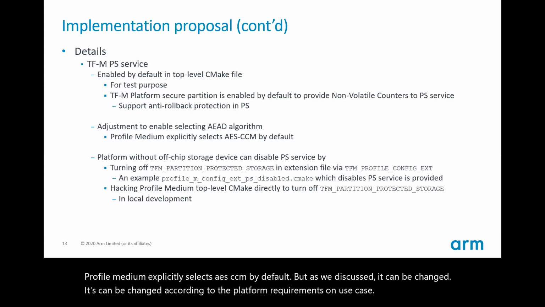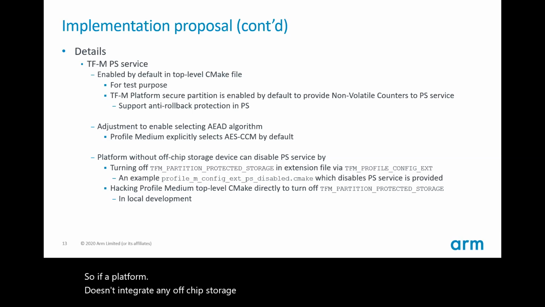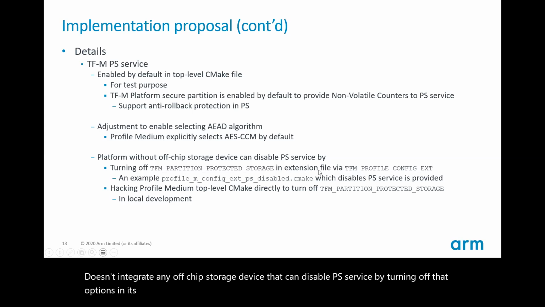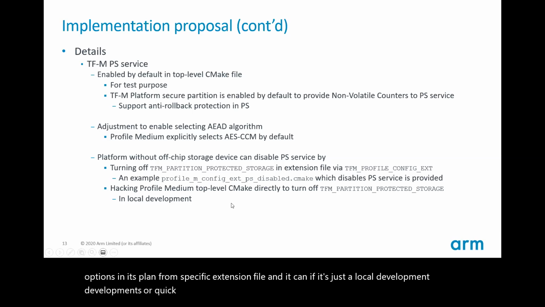So if the platform doesn't integrate any off-chip storage device, it can disable the PS service by turning off that option in its platform-specific extension file. If it's just local development or a quick port, it can just hack the top-level CMake to turn off this option directly.